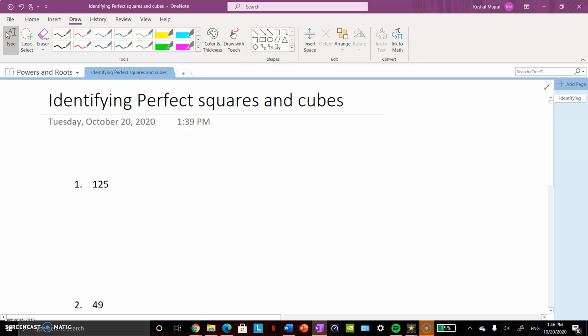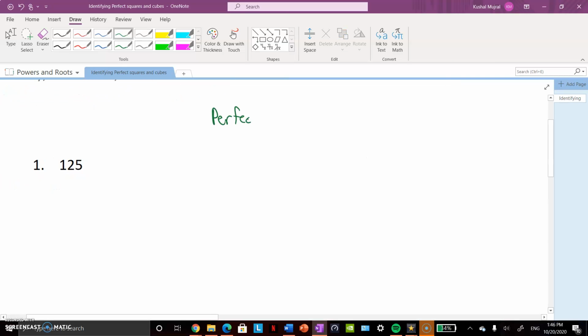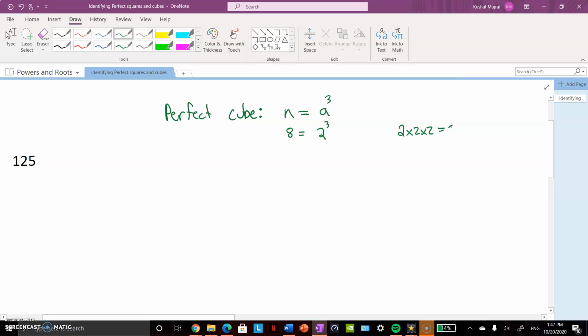Welcome to identifying perfect squares and cubes. So let's start with the definition of a perfect cube. A perfect cube is when a number is the cube of another number. Okay, so for example, 8 is 2 cubed, because 2 times 2 times 2 is 8. Make sense?